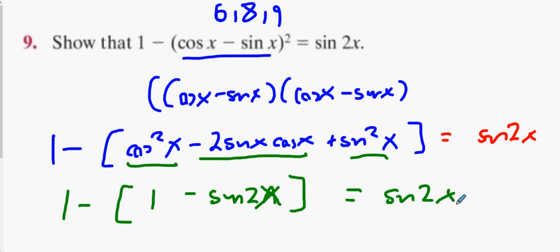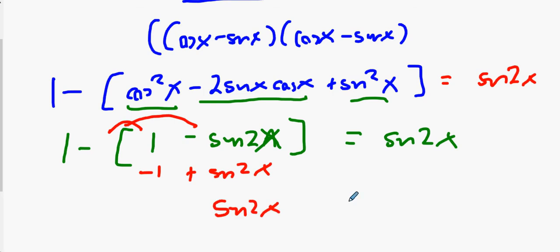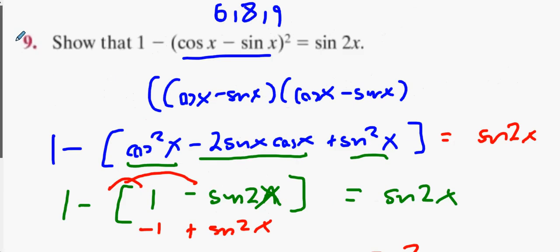So what do we get when I multiply it out? 1 minus 1, because you're multiplying in by minus. And you end up with minus plus sine 2x. Plus 1 minus 1 cancels, gives you exactly. So that's 6, 8 and 9. We all good? Okay.